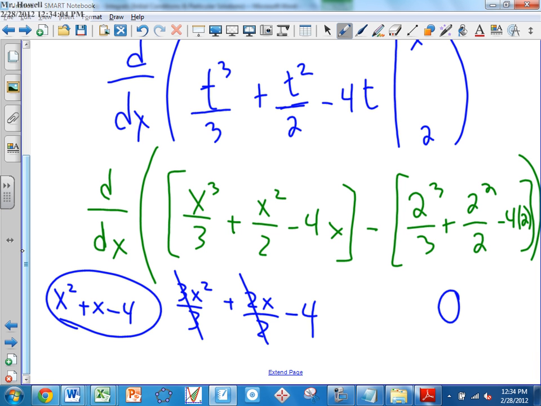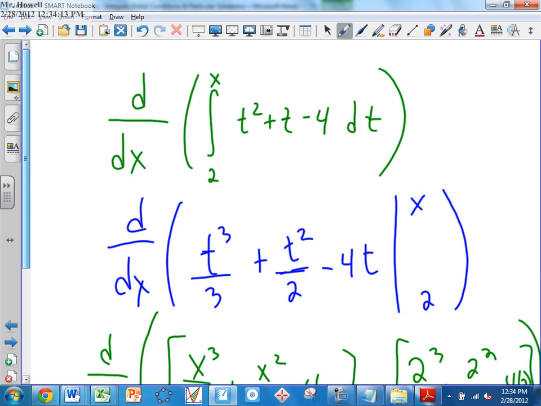So what's the original function? The original function in this case was t squared plus t minus 4. We integrated with respect to x, so it became the x in there. And then we took the derivative with respect to x, same thing. Christian, if this had been a t here, dt, that would have to be a t up there then. And then you would get back to the actual original t's.